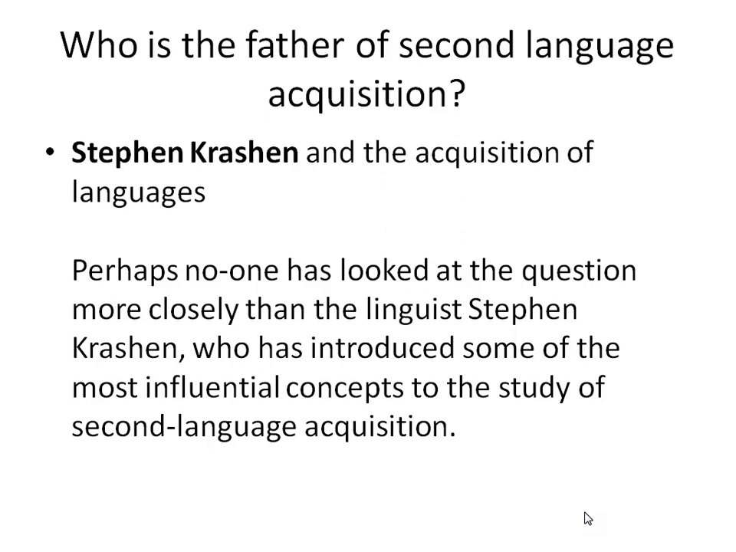Another linguist is Stephen Krashen. He has spoken about the natural approach to second language learning. Perhaps no one has looked at the question more closely than the linguist Stephen Krashen, who has introduced some of the most influential concepts in the study of second language acquisition. Actually, the term second language acquisition was first proposed by Stephen Krashen, an American educationist. He said that language should be learned in natural ways. Previously some linguists spoke about the natural approach, but Krashen described it more effectively, with several hypotheses in his second language learning or acquisition phenomena. For this reason, he is the first person who described second language acquisition in a clear way with his theory, the monitor model, which we will read next time in this class.